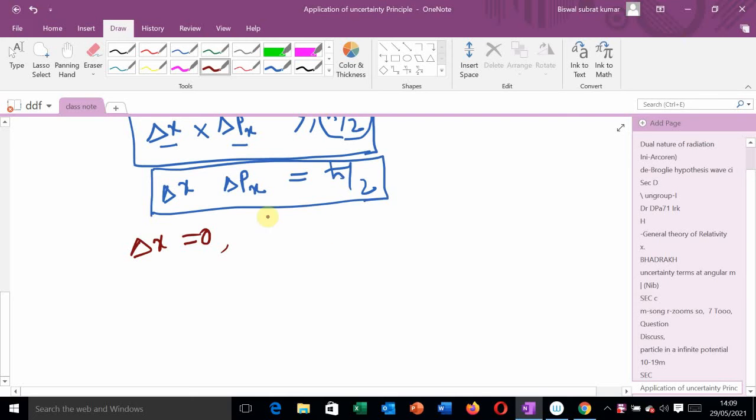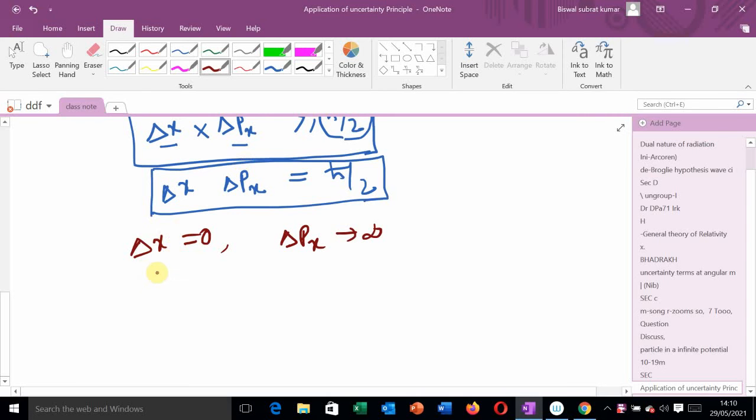If it is 0, then the measurement is very exact, and you can measure the position of the particle with the exact value. In that case, if delta x is actually 0, then delta px becomes infinity. That means the uncertainty in the measurement of the momentum becomes infinite. In simple words, you cannot measure the momentum of that particle.